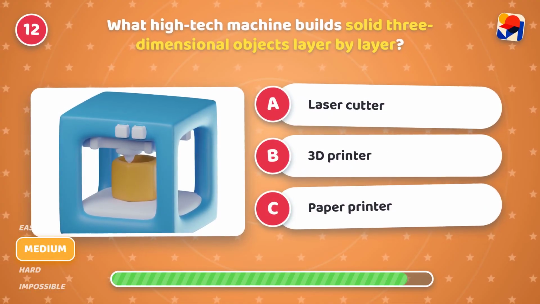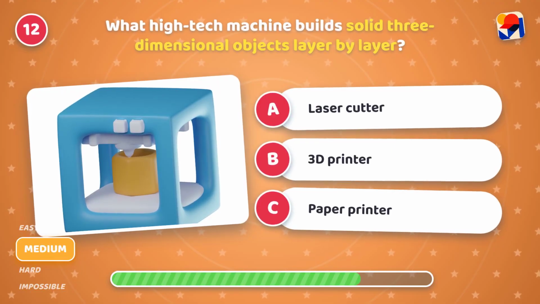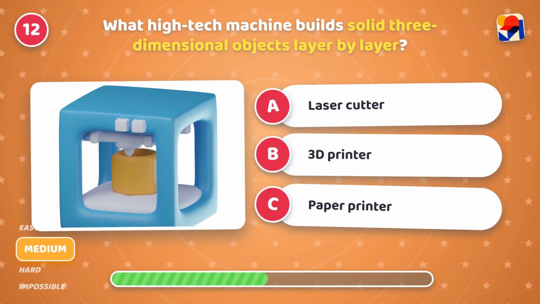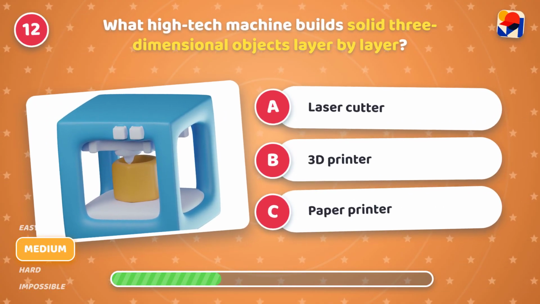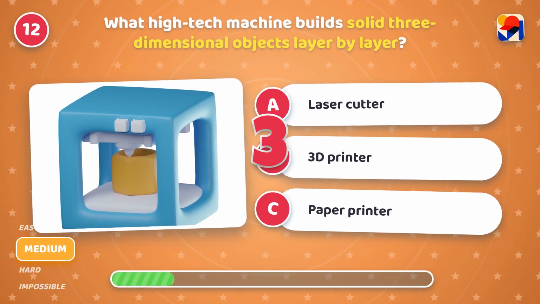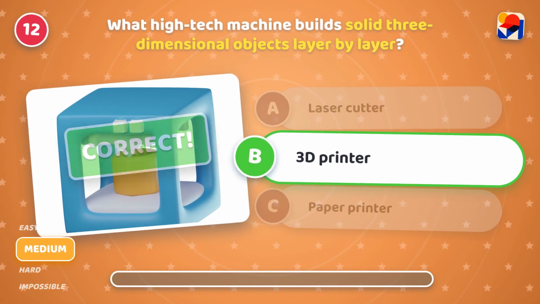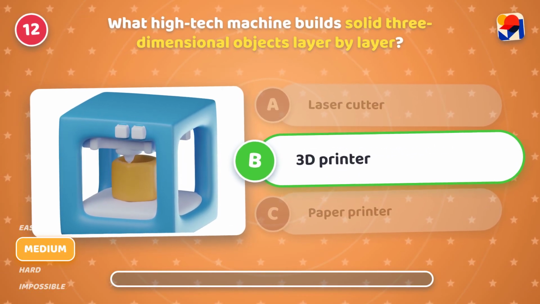What high-tech machine builds solid, three-dimensional objects layer by layer? Is it A, laser cutter, B, 3D printer, or C, paper printer? It's B, 3D printer. It prints physical items.